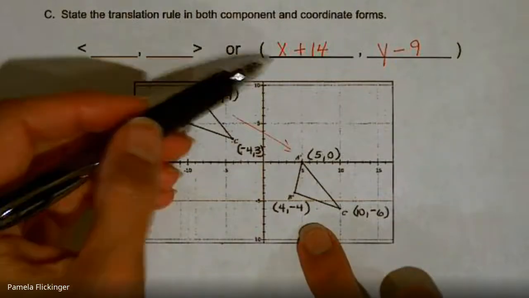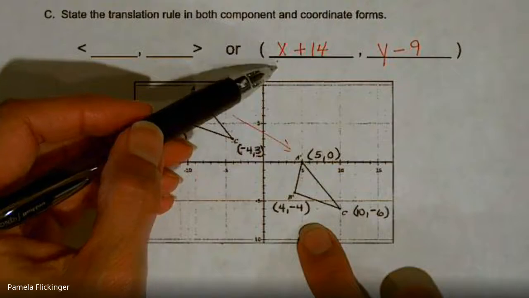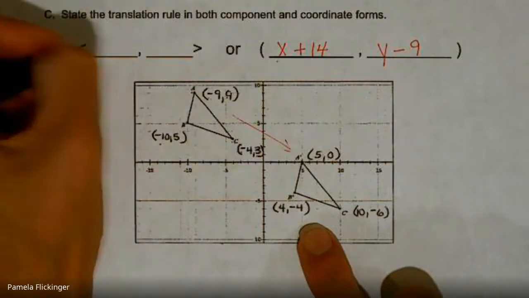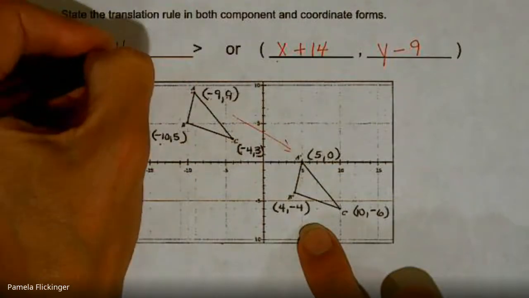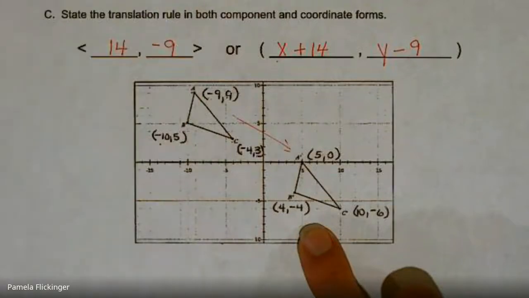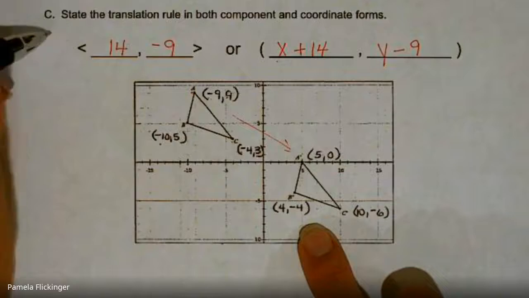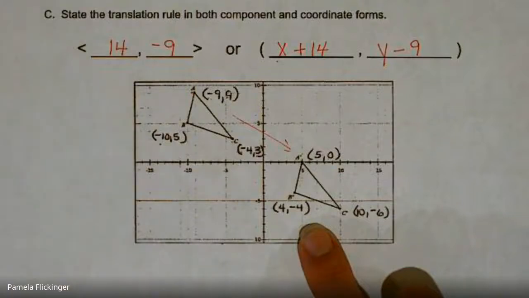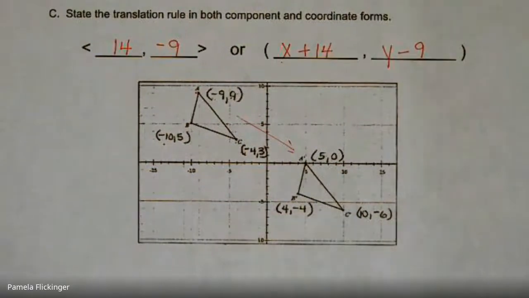All right, so there's our coordinate notation, and then all you have to do is inside the carets, we're going to have a +14 and a -9 to write it in component form. Notice this time I didn't have the T. All right, if it was there, great, but it doesn't need to be. All right, so now you should be ready to do some practice on transformations and then specifically translations as well.